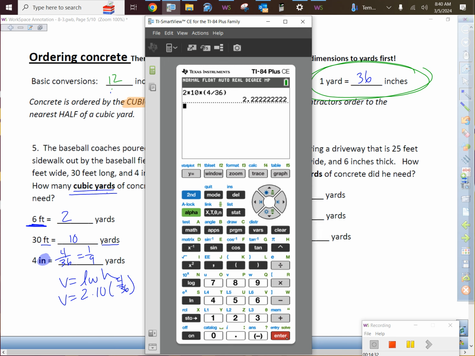Let me ask you this. What if we ordered 2 cubic yards of concrete? Would that be enough? Nope. So we got to round up. Right? We got to round up so we have enough. What if I ordered 3 cubic yards? Is that too much? A cubic yard is huge, right? It's only going to take a little more than 2 to do this whole sidewalk.